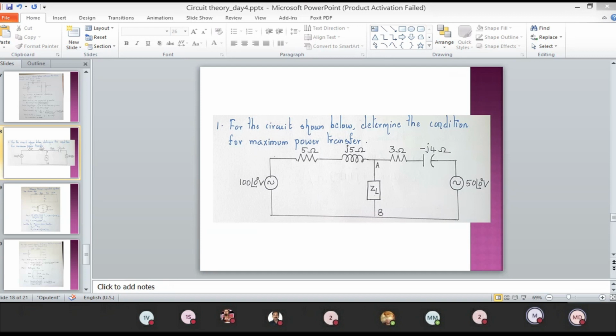Now, kindly understand, if it is a DC circuit, the condition for maximum power transfer is what? The load resistance must be equal to Thevenin's equivalent resistance. But for AC, you have different conditions. And one of the important conditions is the load impedance is equal to the complex conjugate of Thevenin's impedance.